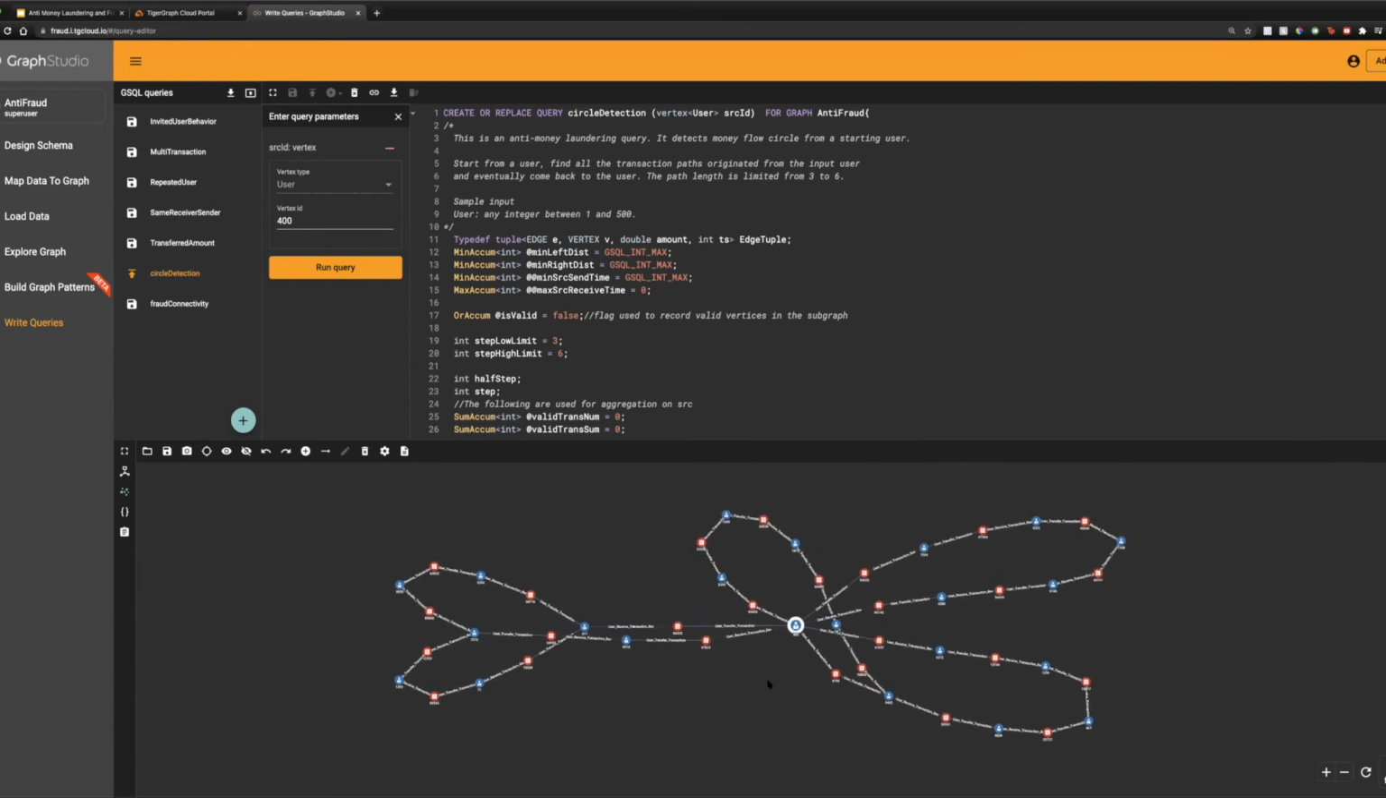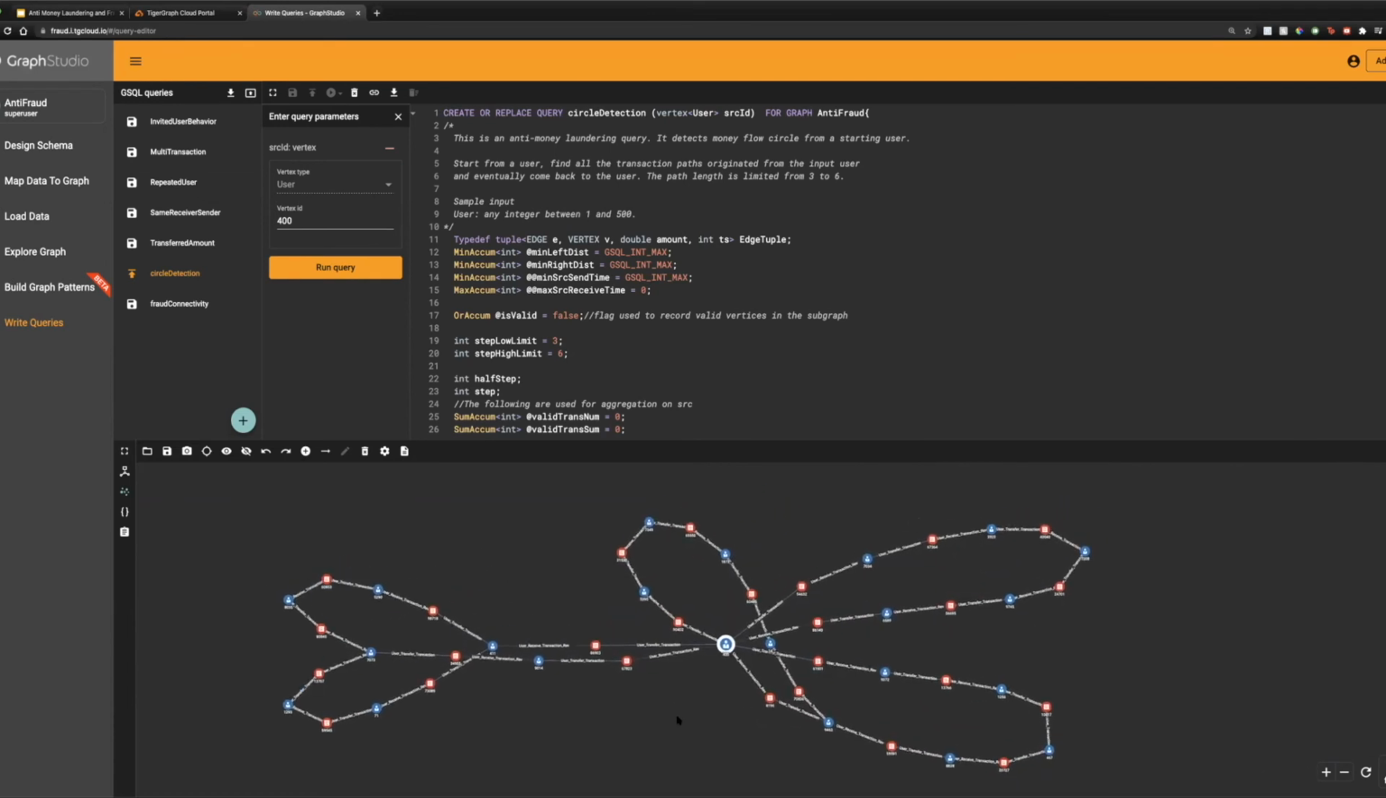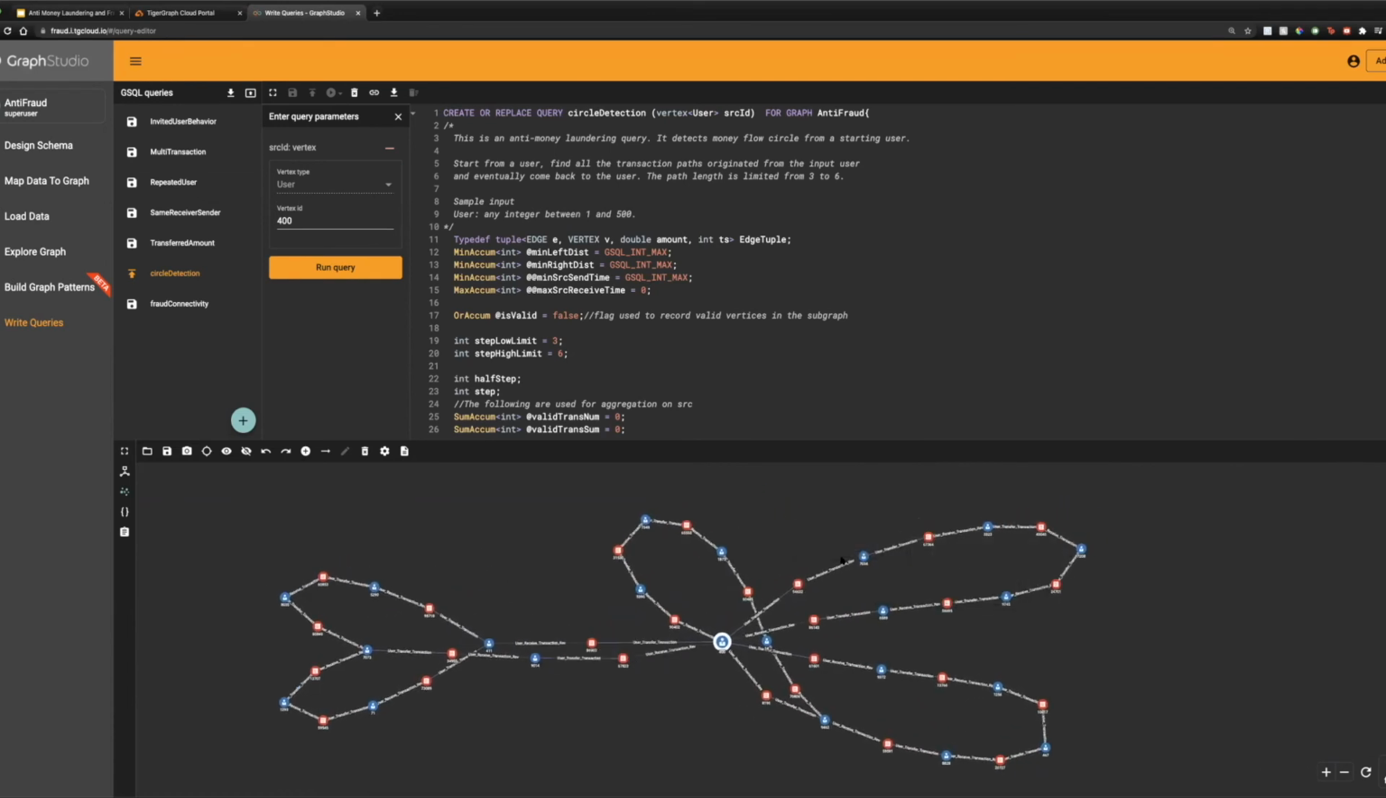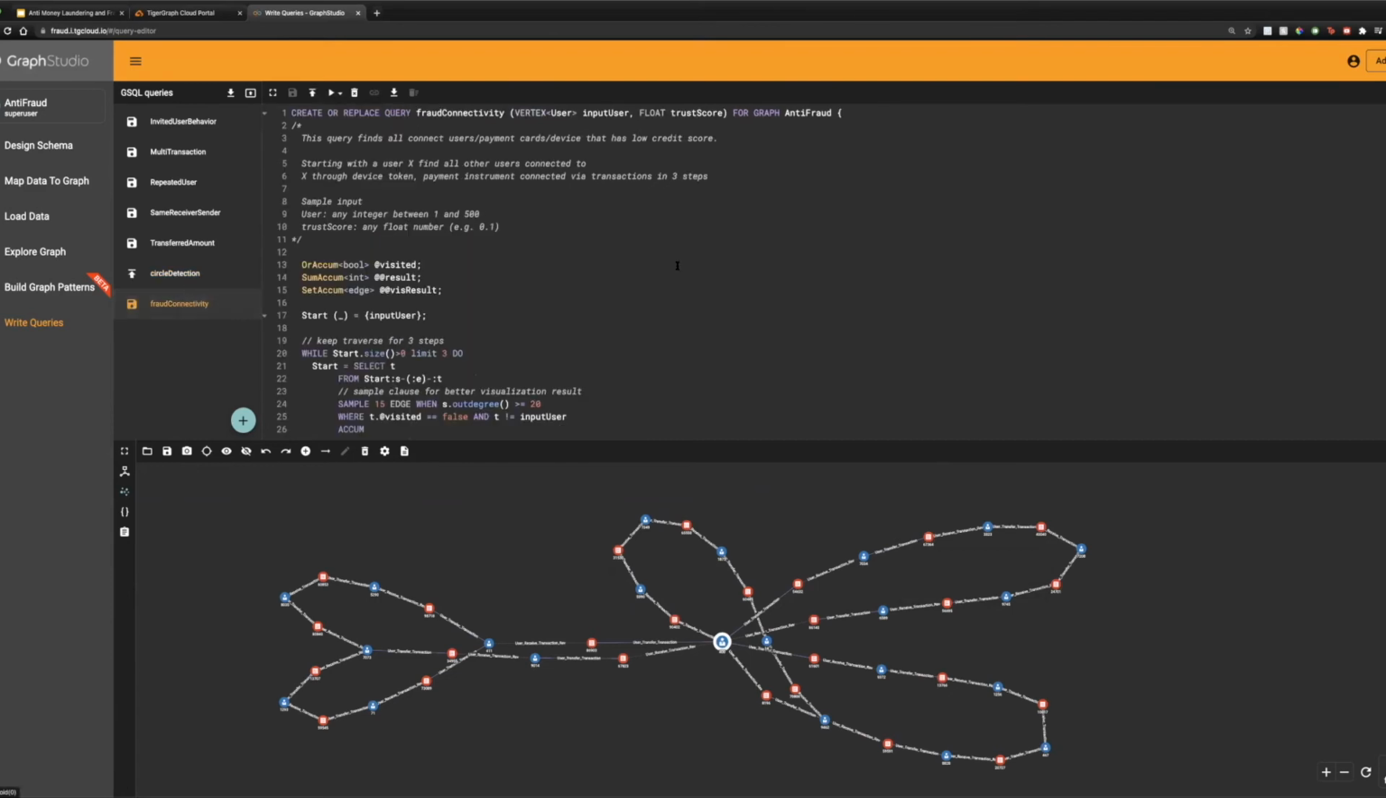So it's pretty interesting how we can take a look at just those connections and explore the connections between people, the devices that they're using, and the transactions that they're making in order to identify things like this, where it is highly likely that they are engaging in fraudulent activity, whether it be money laundering or otherwise.